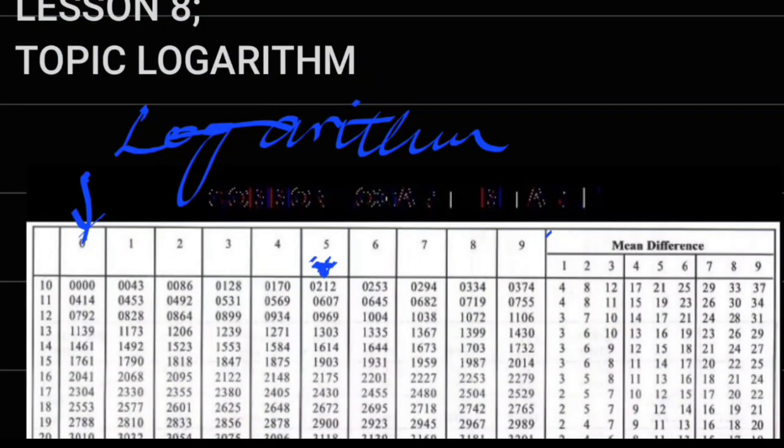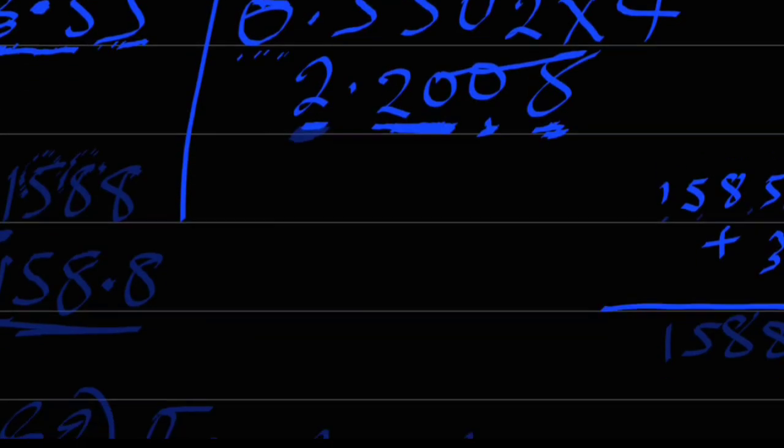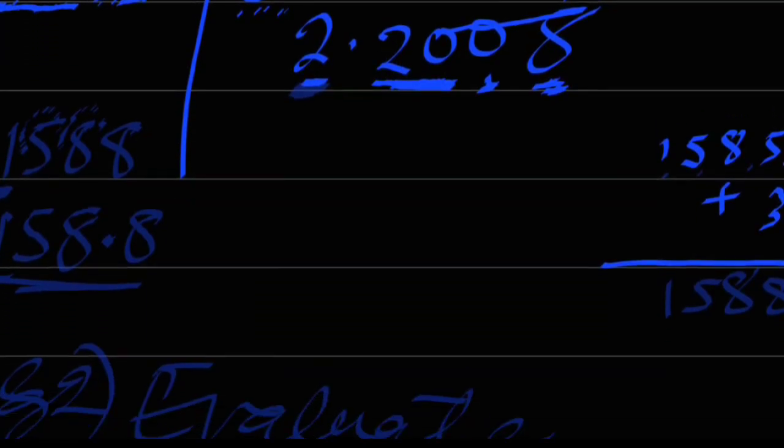You will now add the 3. 5 plus 3, 8. We have 8 here. We have 5 and we have 1. That is 1, 5, 8, 8. Now let's complete our work.